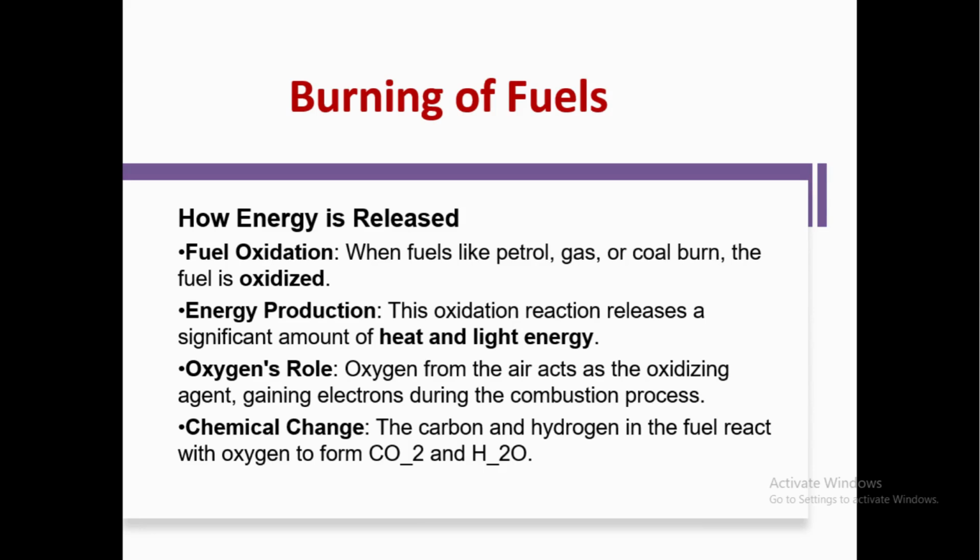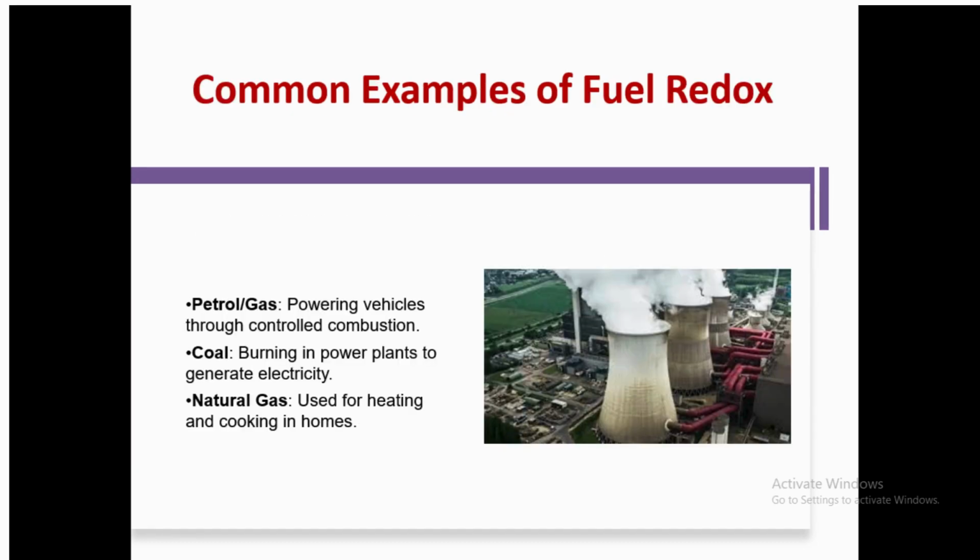the combustion process. In the chemical change, the carbon and hydrogen in the fuel react with the oxygen to form carbon dioxide and water. So there are some common examples of fuel redox. For example, petrol and gas power vehicles through controlled combustion. Coal is burned in power plants to generate electricity. Natural gas is used for heating and cooking in homes.